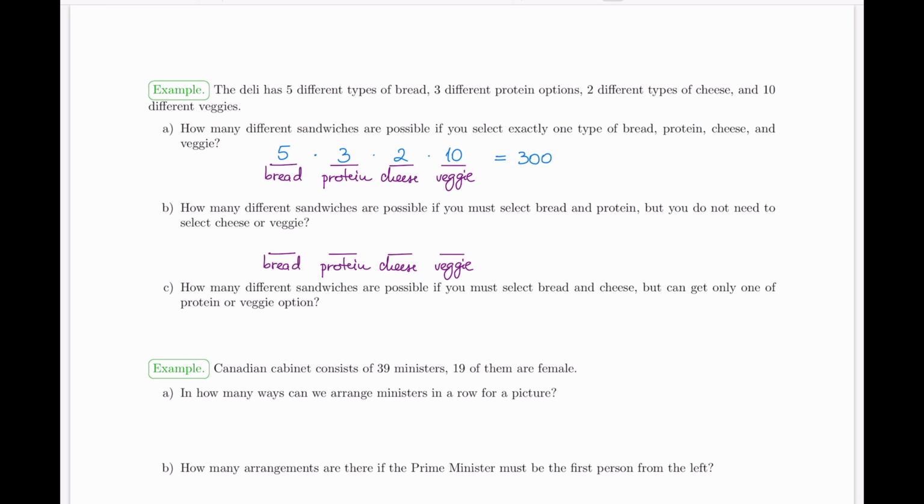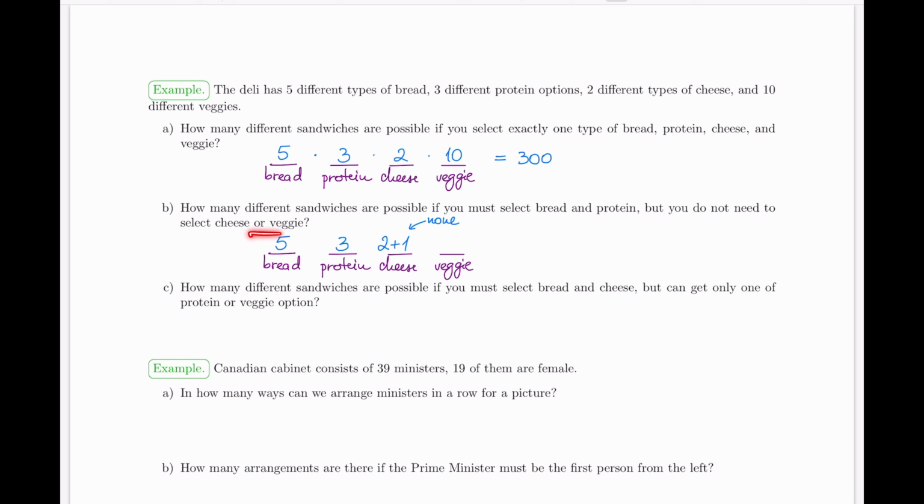Okay, excellent. The number of options for bread stays the same. I have 5 options for bread. I still have 3 options for the protein. But what happens with cheese now? I actually have 2 options for cheese, but I don't need to select it. So in fact, my options for cheese are 3. There are 2 options for the actual cheese and 1 option that does not involve cheese at all. So this one corresponds to none. No cheese is a cheese option.